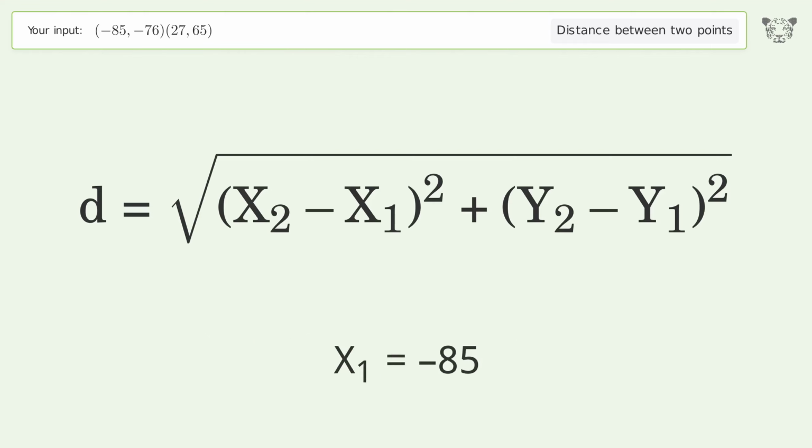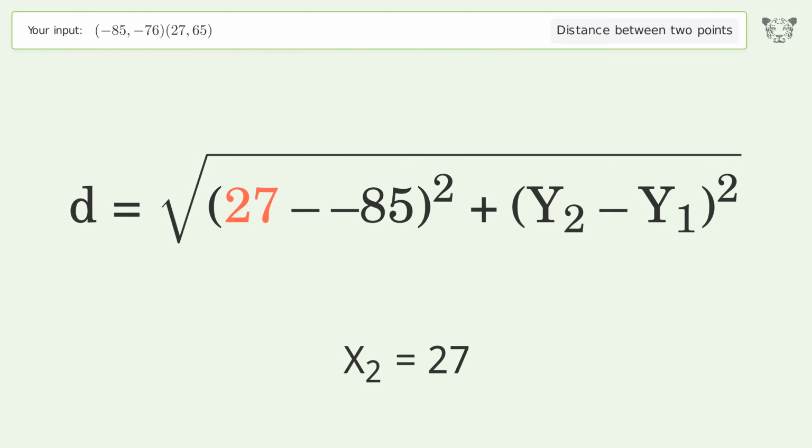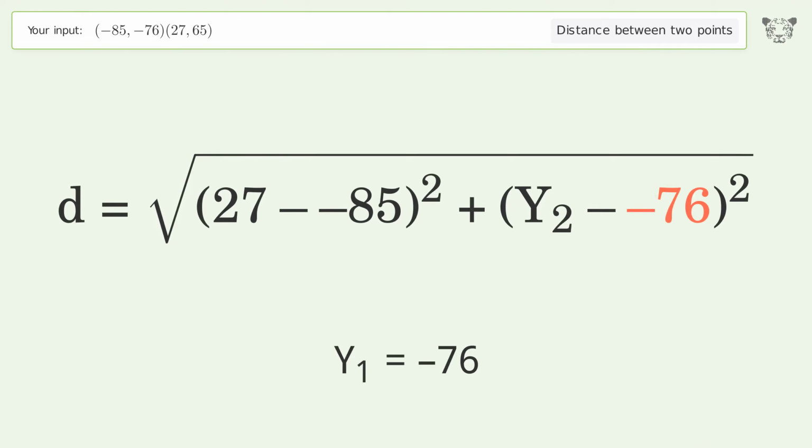x1 equals -85. x2 equals 27. y1 equals -76. y2 equals 65.